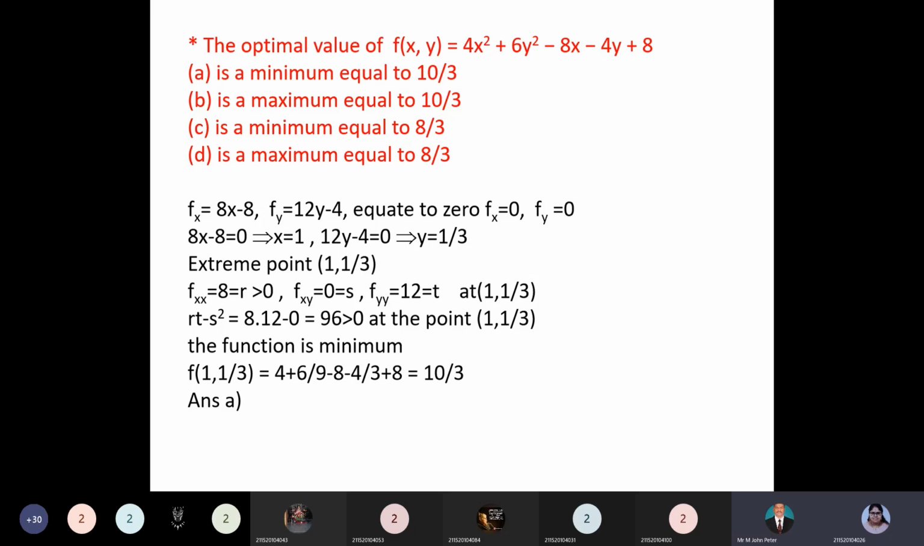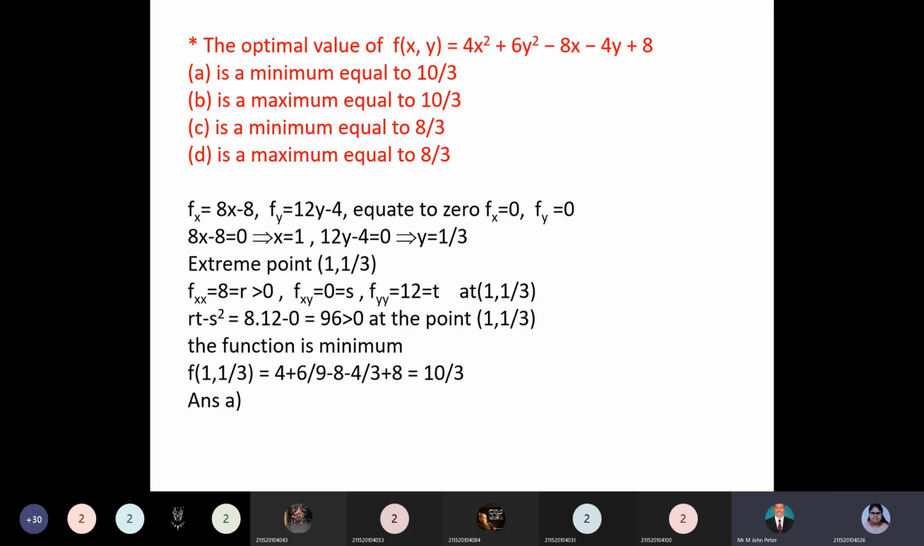So partially differentiate with respect to x, please do follow. The problem hints are only given, not elaborately mentioned, but if you follow, you can understand. Anyhow, these are standard problems. So partial differentiation with respect to x, with y as a constant. 4x² gives 8x, 6y² with respect to x gives 0, minus 8x gives minus 8. The remaining terms have no x, they are pure constants, so 0. So fx equals 8x minus 8.